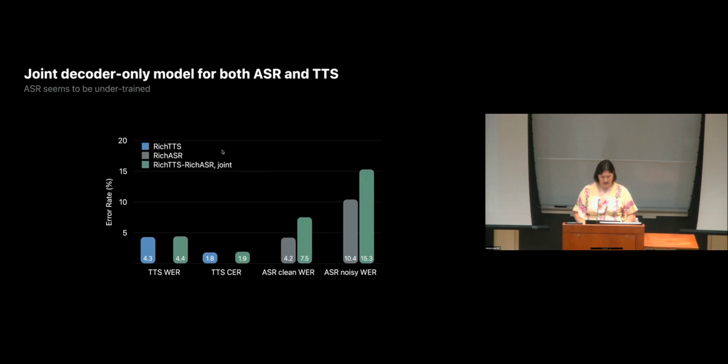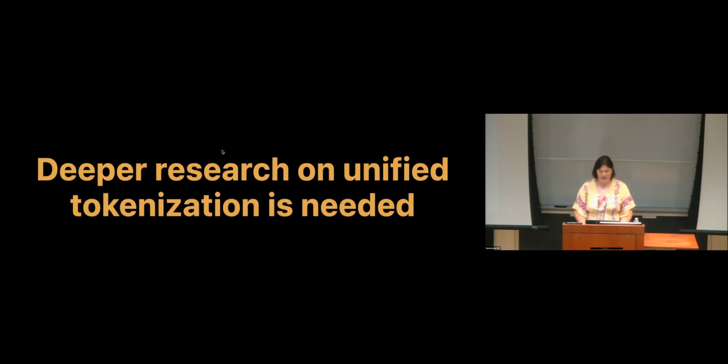Then finally we modeled it jointly, ASR and TTS, because now we have the joint tokenization. We were able to keep the same performance for TTS in the joint model training, but then ASR is a bit behind and seems to be undertrained. So we see the issue of joint model training, which other people have also reported in recent papers, that it's hard to train these two tasks jointly. And you have the issue of synchronization of the two tasks and the pace of their training. So in the end, deeper research on unified tokenization is needed here.